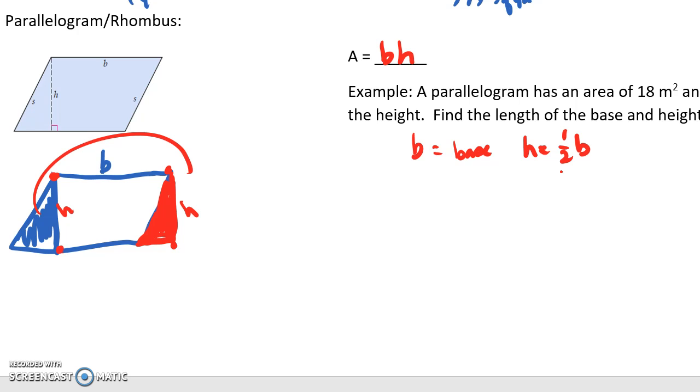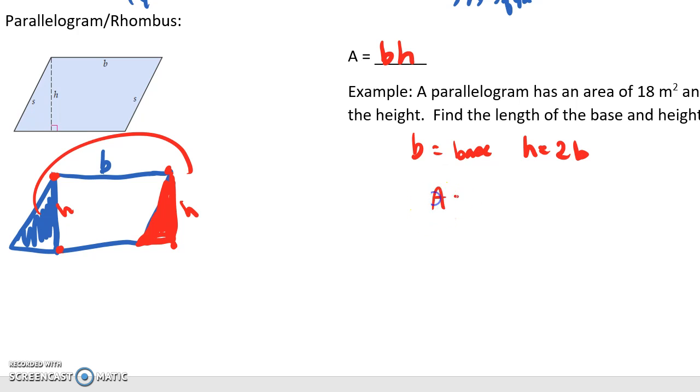I apologize, this is incorrect. We want to go back. We're going to let the B be base, and here's where I wanted to go with that. If the base is half as tall as the height, then the height would be twice the base. This makes the problem a little easier to solve. You can do it both ways. You just have to make sure you're solving for the correct variable.